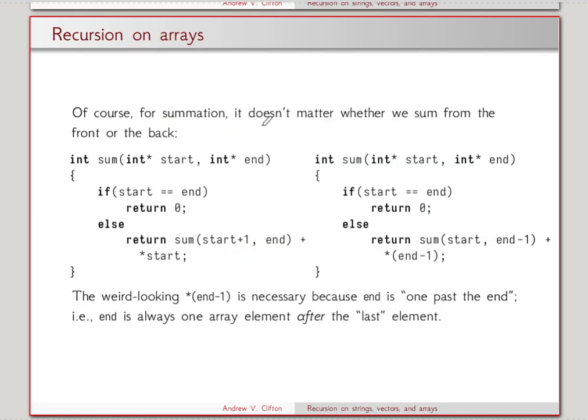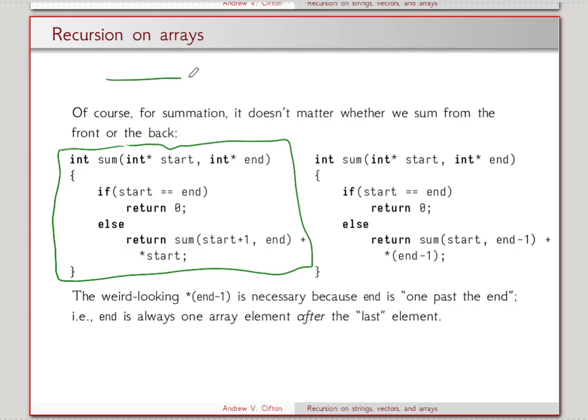Okay, so for summation, it doesn't matter whether we sum from the front or the back. So we could make a modified version of sum. This is the OG sum right here that works forward. It starts at the beginning and goes forward. But we can also make, over here, this version of sum that starts at the end and works backwards. So the base case is the same. If start equals end, we're going to return 0.